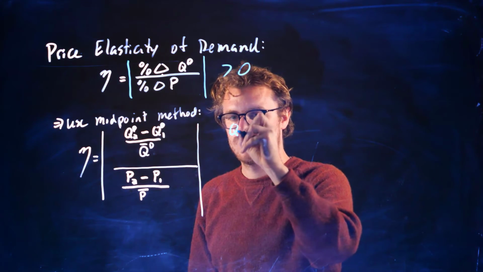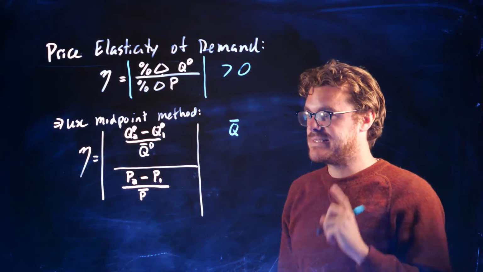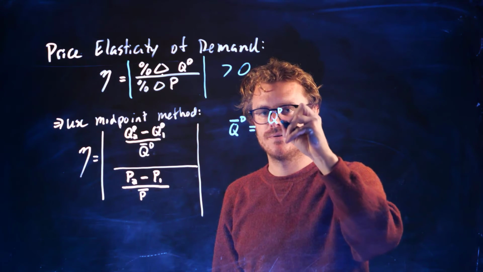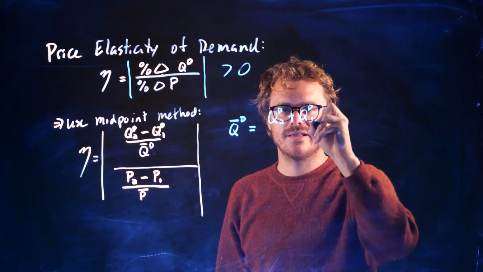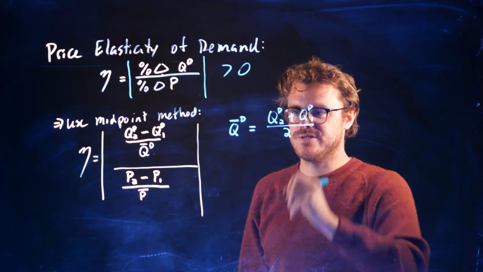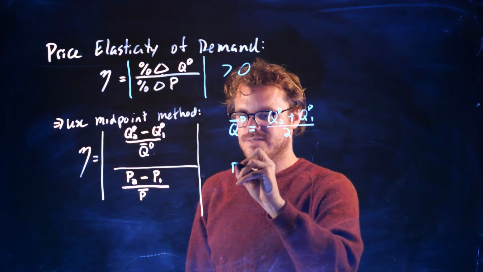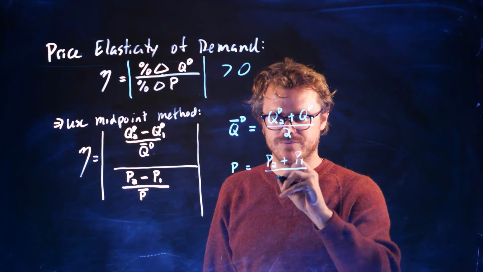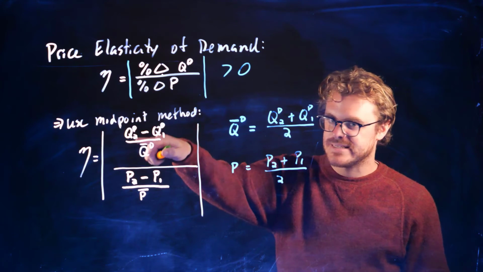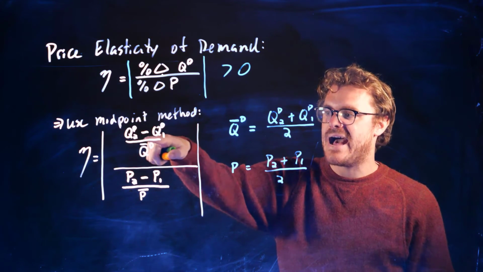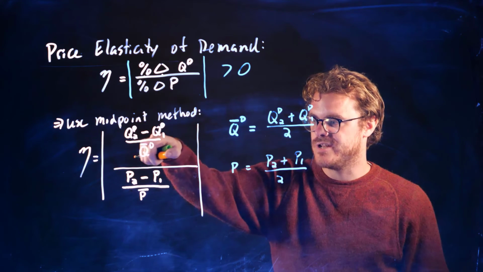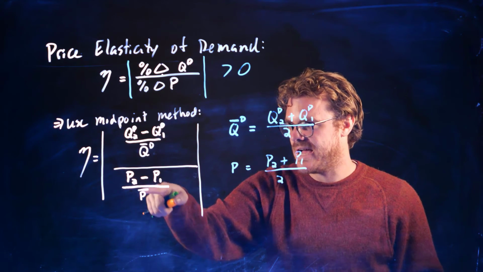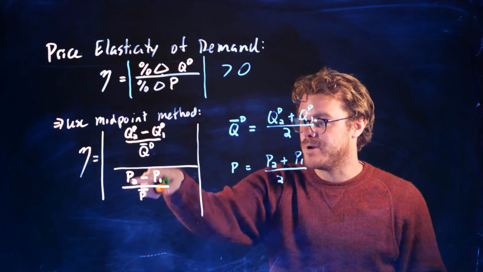Usually when you see a bar above a variable, it means it's the average of that. So here the average quantity demanded is just both of them added up, just how you'd normally calculate an average, divided by the number. Well, we just have 2 here. Same with the price: P2 plus P1 over 2. So this is what makes it the midpoint method, that we're using the average of these two numbers, Q2 and Q1, and the average of these two numbers, P2 and P1, in the denominators.